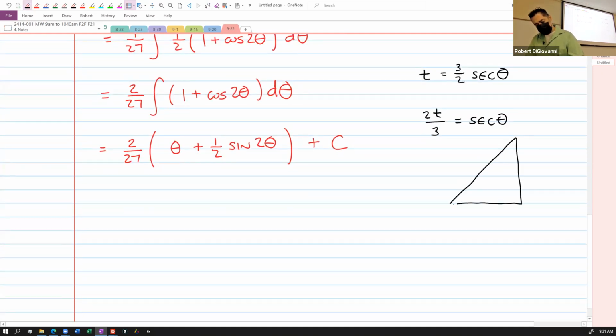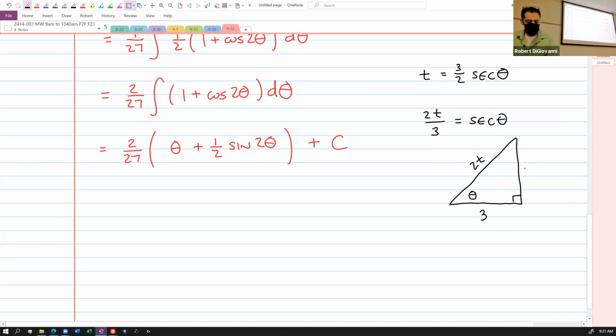But what is the angle in this triangle? What's the angle? Well, I have to go off of this information, right? It's just theta, right? So this is theta. And then secant is the reciprocal of cosine. So that means the hypotenuse should be 2t and the adjacent should be 3, right? Just going off of this, that's the drawing for it, right?